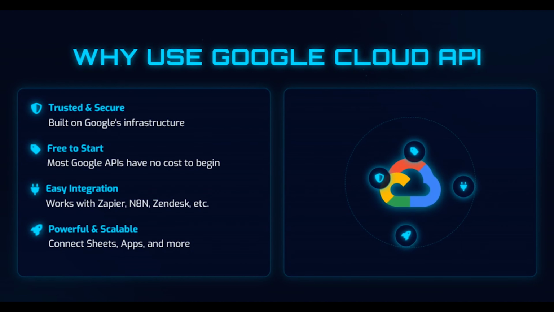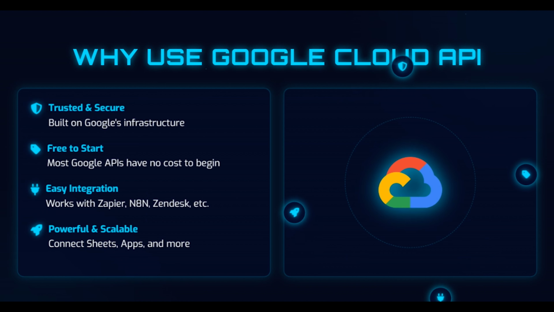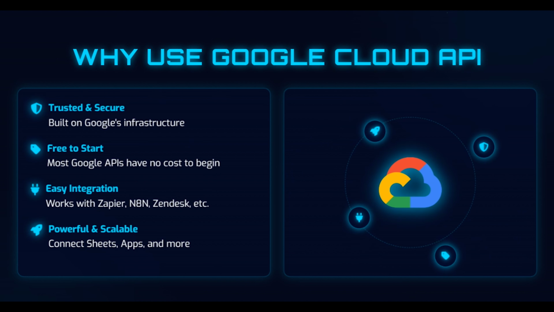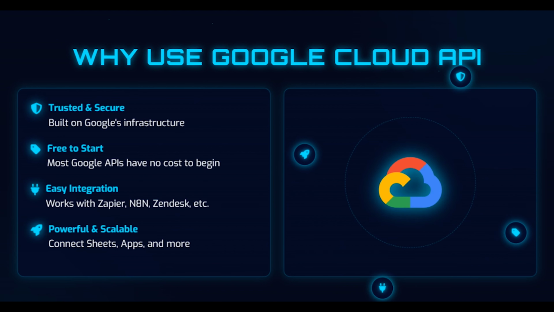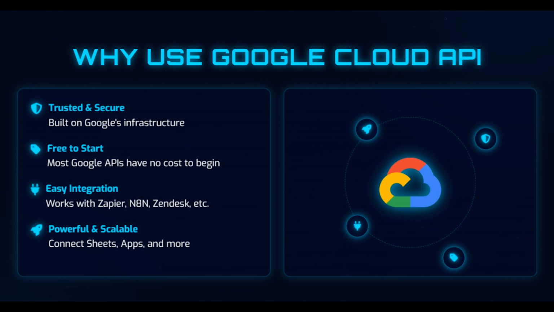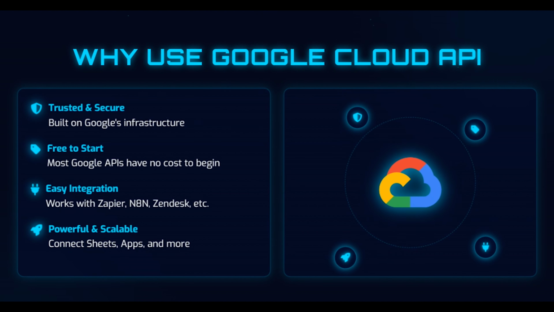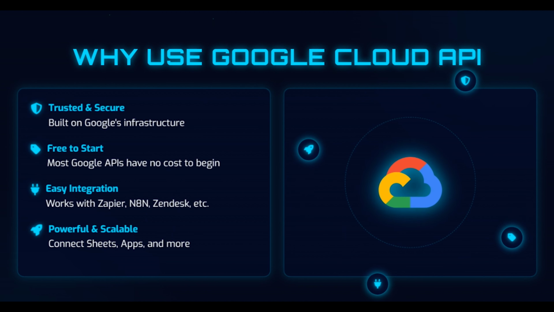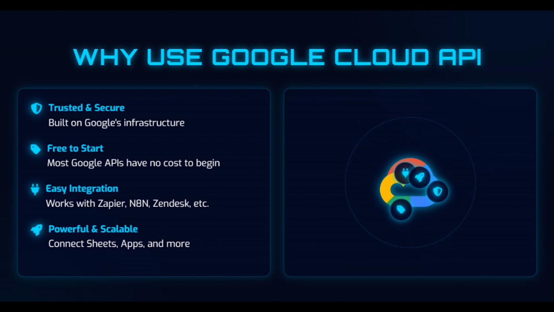Now let's get into why we should use the Google Cloud API. First of all, it is trusted by millions of users. Everybody in this world uses Google products. It's very secure and reliable. Second of all, it is free of cost. Most of the APIs like Google Drive, Google Sheets, Gmail have no limits and are totally free. That's the main reason we are using the Google Cloud API. Obviously, there are some limitations, but when you're getting started, it is completely free.